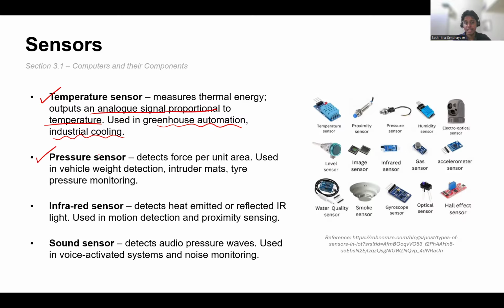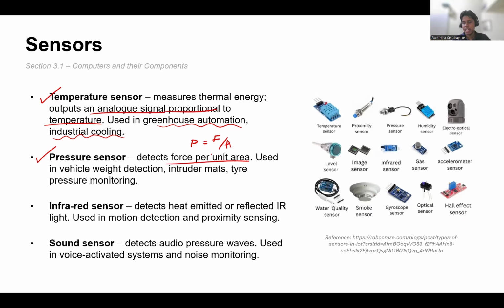Then we have pressure sensor. It detects force per unit area. For those of you that do physics, you guys know that pressure is equal to force over area, right? So that's exactly what it measures. And it's used to detect vehicle weights. It's used to check whether intruders are trying to come into your house by introducing pressure sensors under mats.